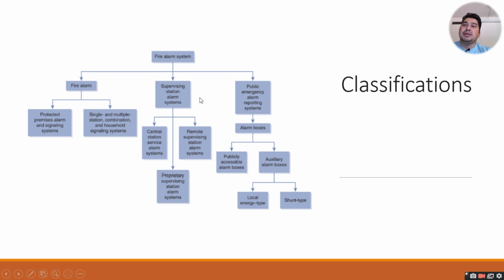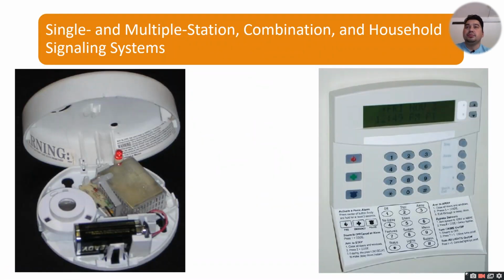Then we have the supervising station alarm systems: central station service alarm systems, remote supervising station alarm systems, and proprietary supervising station alarm systems. Now we have the public emergency alarm reporting system, that is alarm boxes, publicly accessible alarm boxes, auxiliary alarm boxes, local energy type, and shunt type. These are the fire alarm systems.